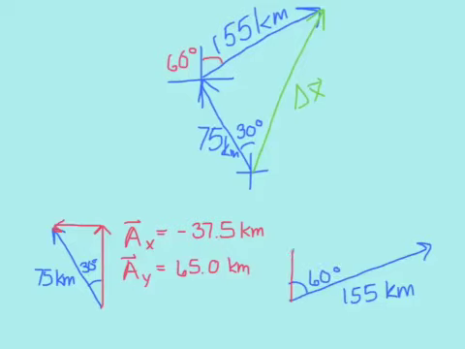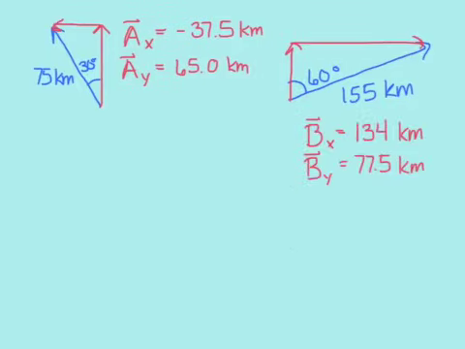So the y component would look like that, and there's my x component. Once again, pause the video and find what those two components are equal to. Hopefully you found the x component to be 134 kilometers and the y component to be 77.5 kilometers. Both of these are positive because the y is upward and the x is to the right.